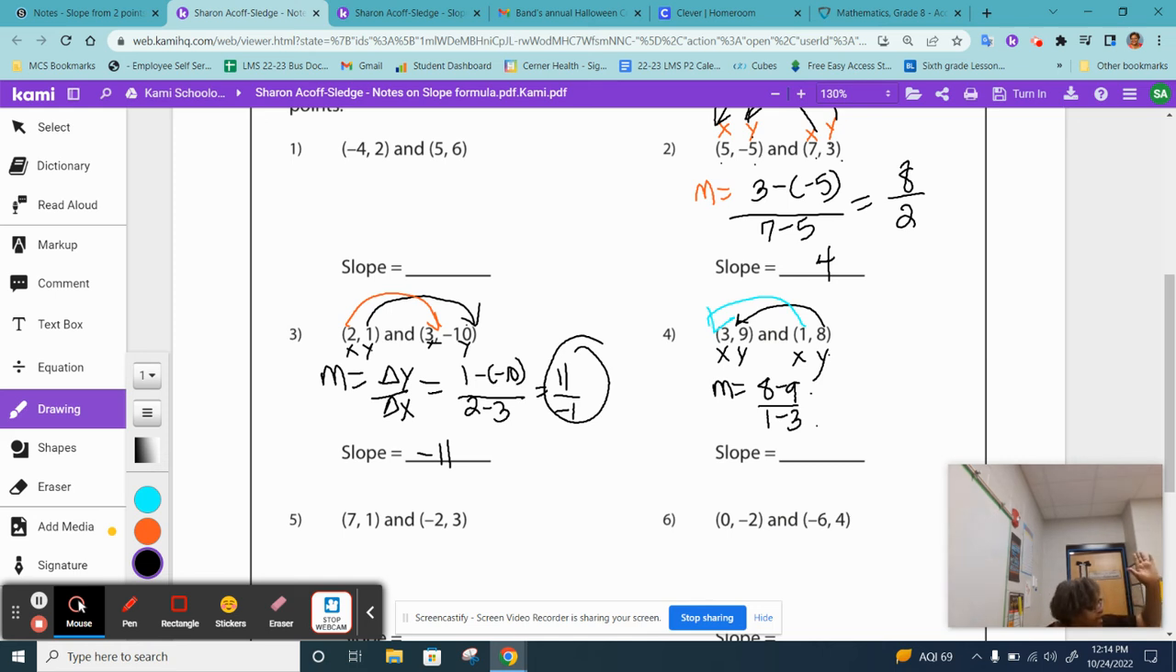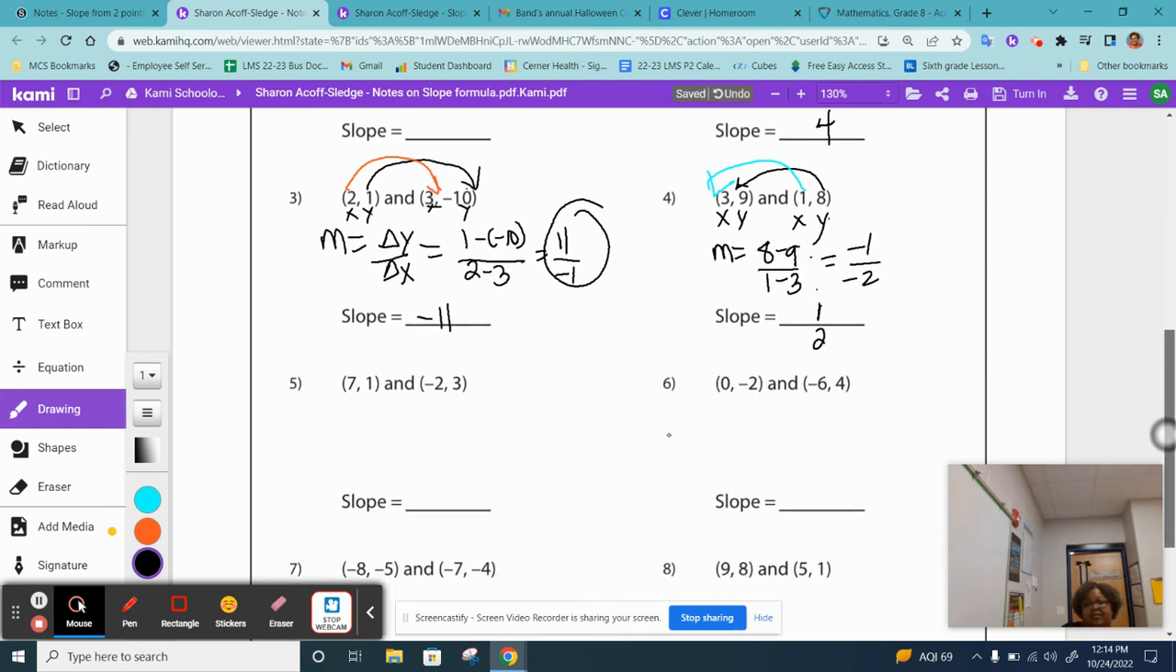Okay, so we're going to rise and then run. So my rise is my Y. That's why it goes on top. My run is my horizontal, which is my X. That's why it goes on bottom. Okay, 8 minus 9 is a negative 1. 1 minus 3 is a negative 2. Do I leave it like that? No, I make it positive. I'm going to use it as my fraction line. No, I got to make it positive.